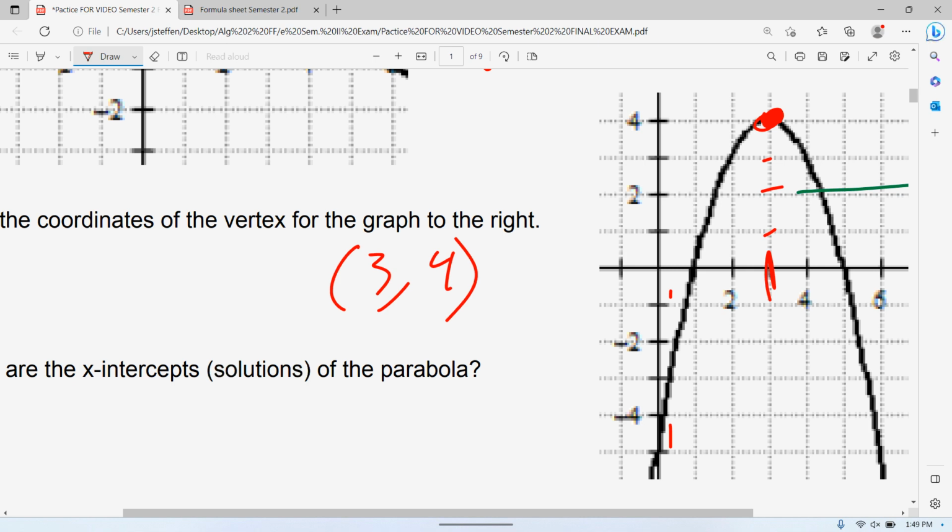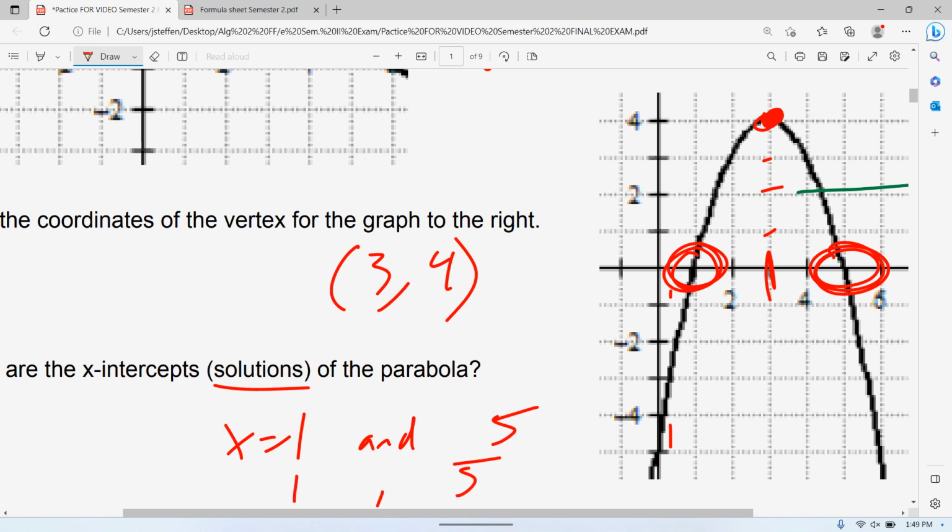Then the next one says, what are the x-intercepts or solutions to the parabola? Now, I think it'd be harder if it said solutions, but the x-intercepts kind of give it away. It's where it crosses the x-axis. This one's not an ordered pair. So this one is x is equal to 1 and x is equal to 5. Or sometimes I put 1 comma 5. Just do not put them in parentheses.